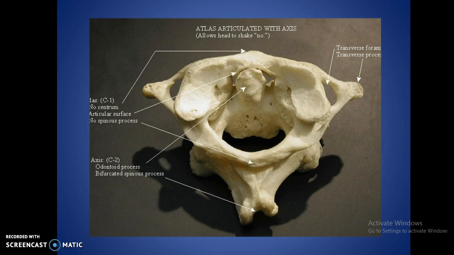So just showing the two connected together, looking top down. Take a look at that. Look at the transverse foramen, which are in the transverse processes through here. This is where the arteries are going to travel through, like we mentioned.